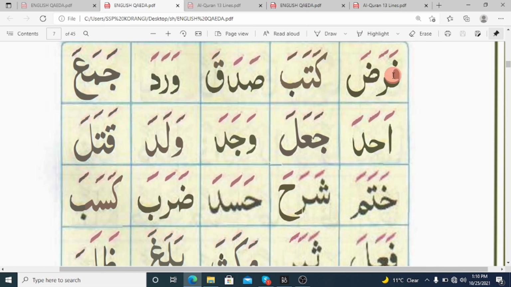So as you can see, there is fatha above the fa, so the fatha will always be above the letter, right? So first of all we will start from this fa. It sounds like fa fatha fa, fa fatha fa. Now next one ra, ra fatha ra, ra fatha ra.